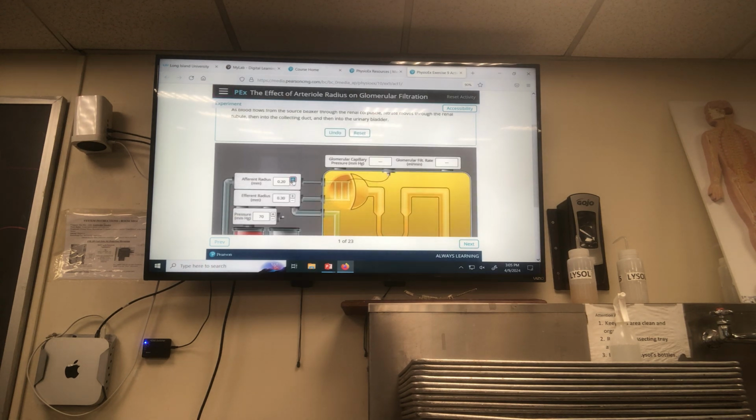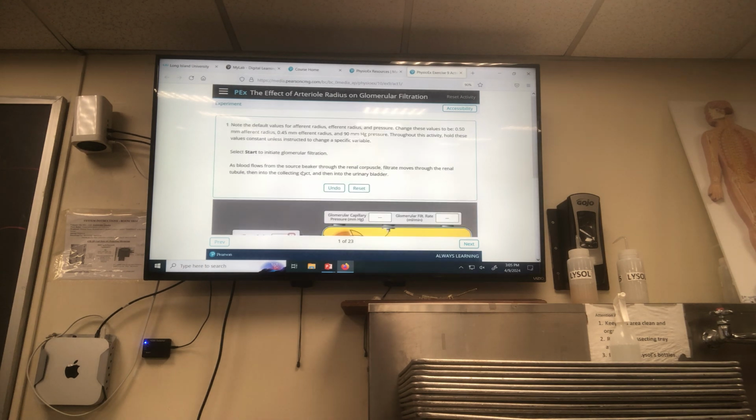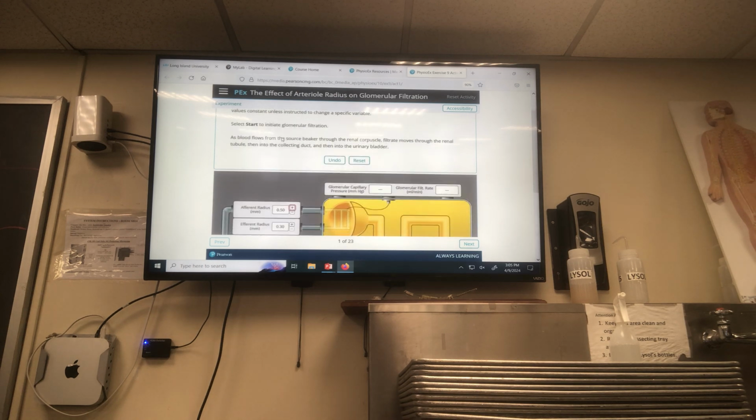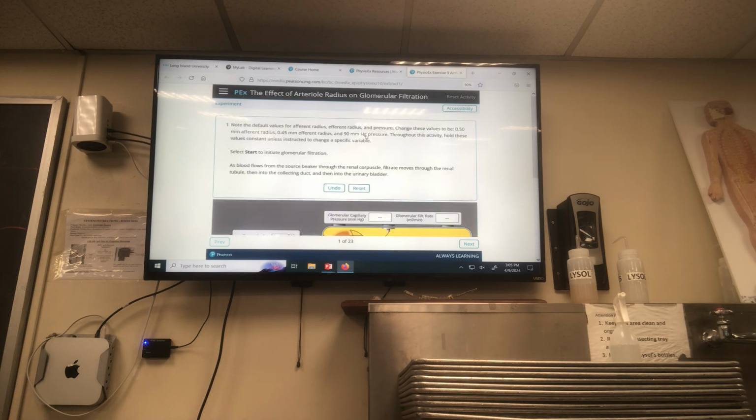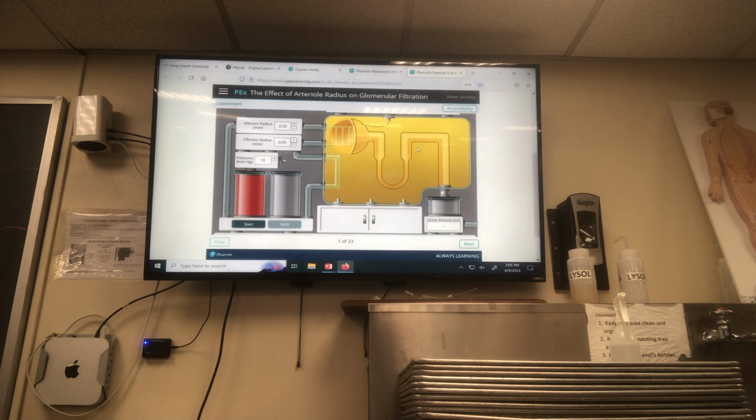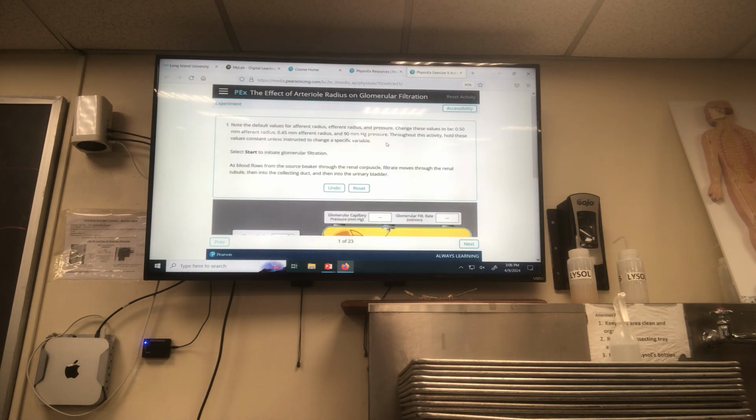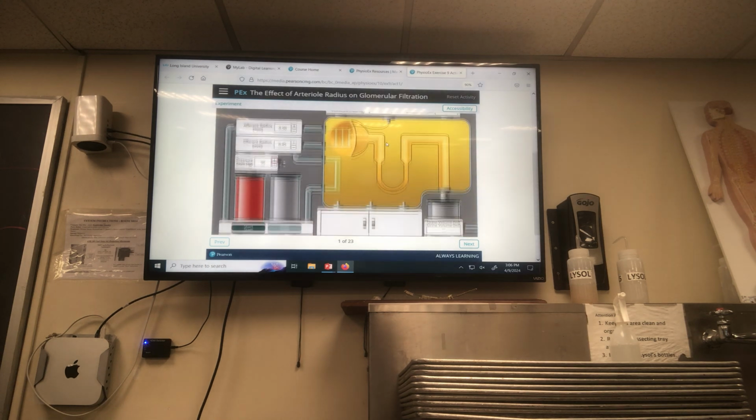So let's change efferent to make it 0.5. You see that it's dilating. So let's change the efferent radius into 0.5, and then the 0.45 is the afferent radius, 0.45, and the pressure is 90. Okay? Then click start.